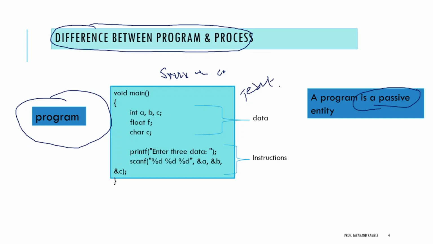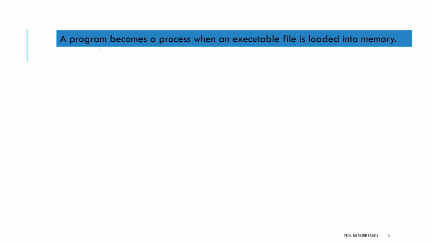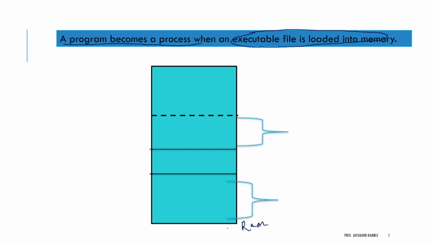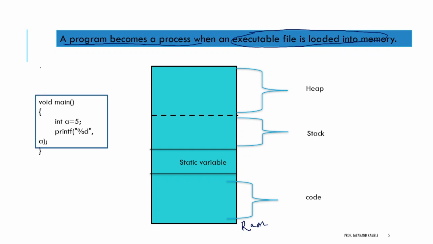Now this program becomes a process when an executable file is loaded into memory. Now again, as I said, a program must be loaded into the main memory, which has different sections. So I have shown here different sections: the code section, then the stack section, static variable section, and heap section. Now this is my program. The program will be loaded into the main memory. So here I have shown you how the program is loaded.